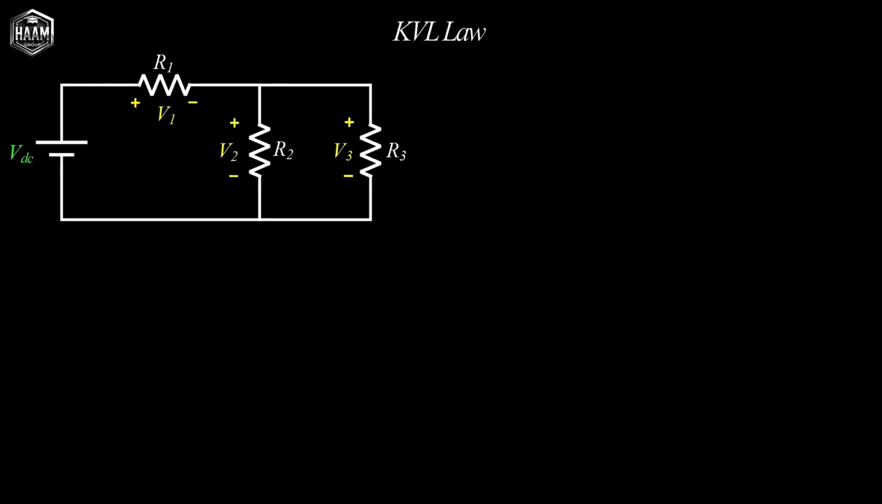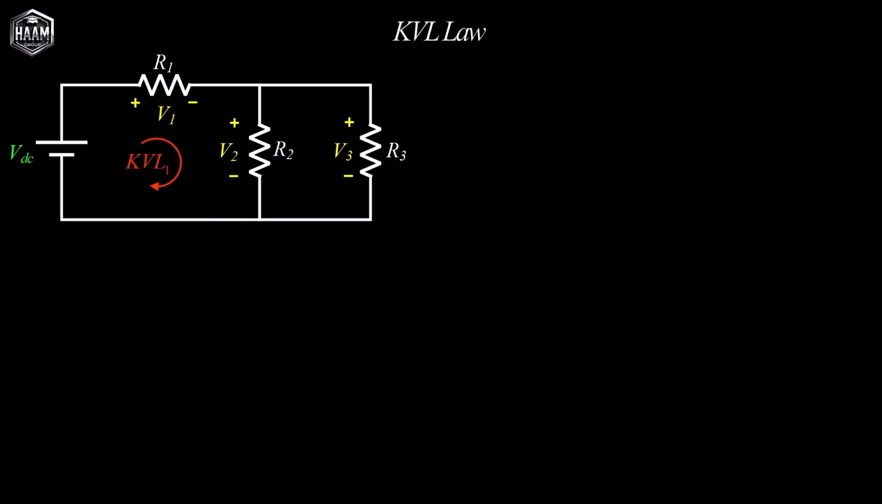KVL is one of the fundamental laws of circuit analysis. It is applied to loops and states that the algebraic sum of the voltages around any closed loop must equal 0. Consider a circuit consisting of a DC voltage source, a resistor R1 with voltage V1, a resistor R2 with voltage V2, and a resistor R3 with voltage V3, where R2 and R3 are connected in parallel. This circuit contains two meshes.